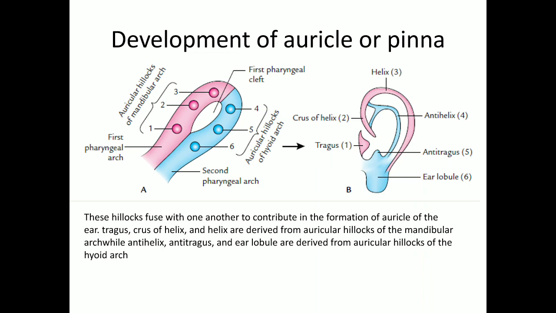Of the 6 auricular hillocks, 1, 2 and 3 are formed in relation to the mandibular arch, and they will form the tragus, crus of the helix and the helix. And hillocks 4, 5 and 6 are formed in relation to the second arch or the hyoid arch, and they form the antihelix, antitragus and the ear lobule. So these hillocks fuse to each other and form the pinna.